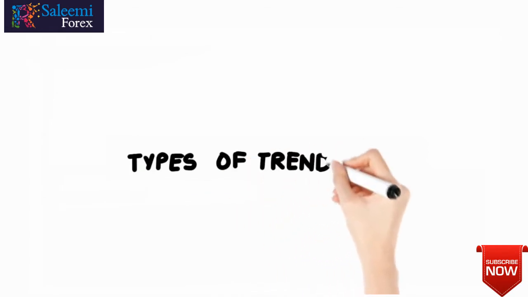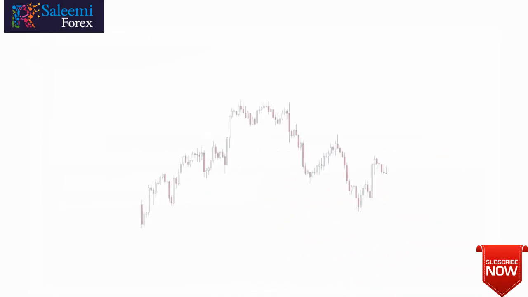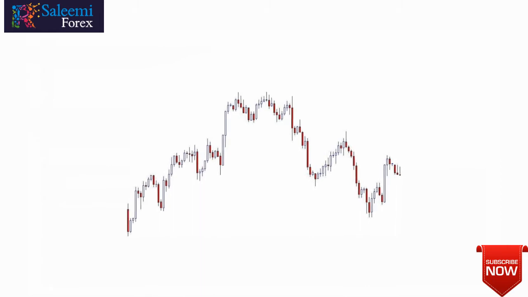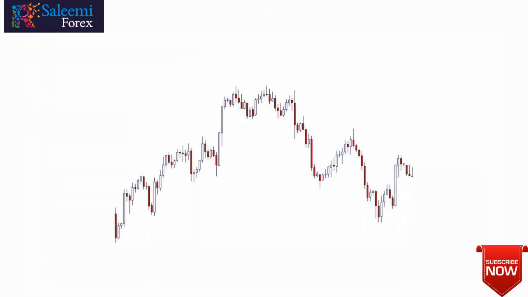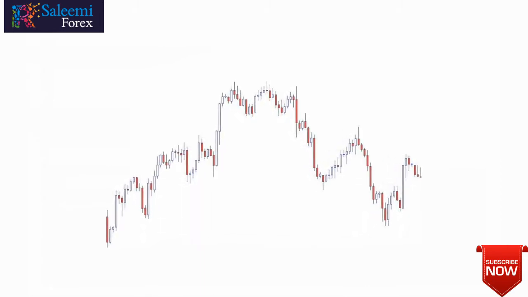Basic types of support and resistance trend lines. Along with price levels, trend lines are one of the most basic kinds of support and resistance. Types of trend lines. We'll look at the 4 basic types.